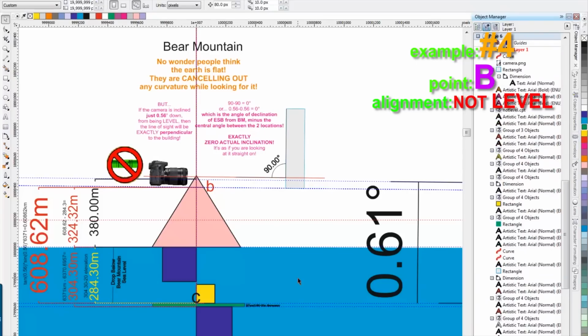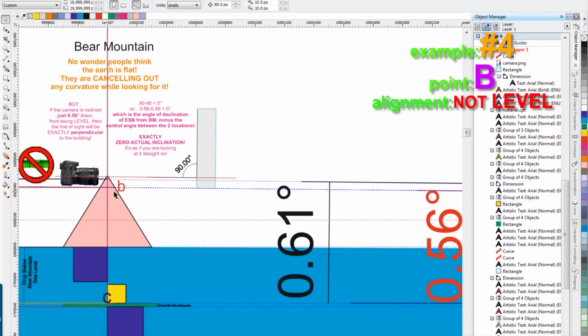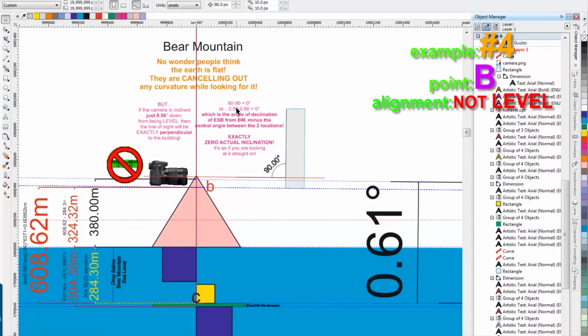But if the camera is inclined just 0.56 degrees downwards from being level, then the line of sight will be exactly perpendicular to the building. Why is that? Because the Empire State Building has a declination of 0.56 degrees with respect to point B. So 90 degrees minus 90 degrees is zero, so it's perfectly straight, or 0.56 degrees minus 0.56 degrees, which is the angle exactly perpendicular to the building. So we're hitting the Empire State Building at a right angle, 90 degrees. So the effective inclination in this case is zero, which is 90 minus 90, or 0.56 degrees, the angle of declination of the Empire State Building from our position, minus the central angle between the two locations, which is 0.56. 0.56 minus 0.56 gives us a zero effective inclination. It's as if we're looking at it straight on.